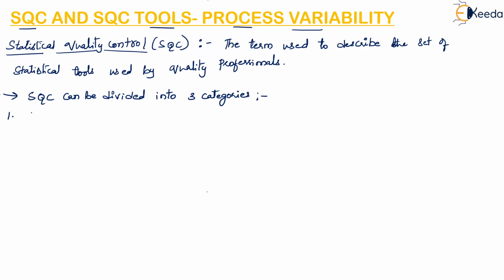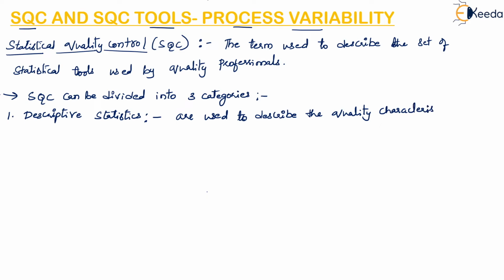What are they? The first one is the descriptive statistics. Descriptive statistics are used to describe the quality characteristics and relationships. So, they are describing the quality characteristics. As the name indicates, they are used to describe the quality characteristics and relationships.